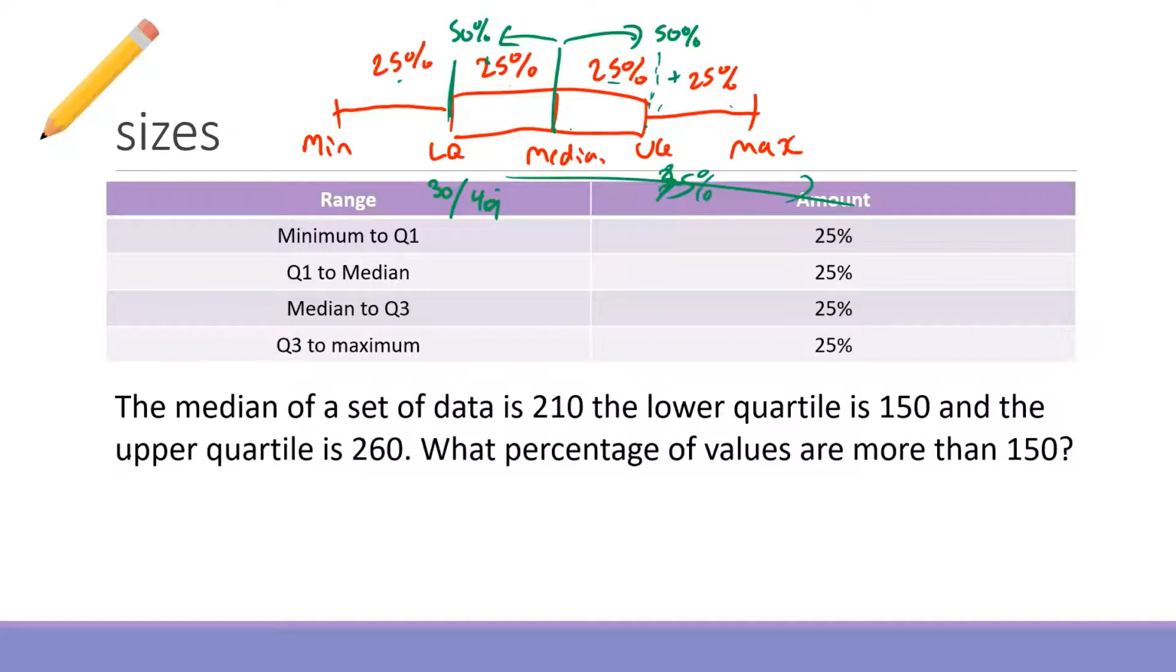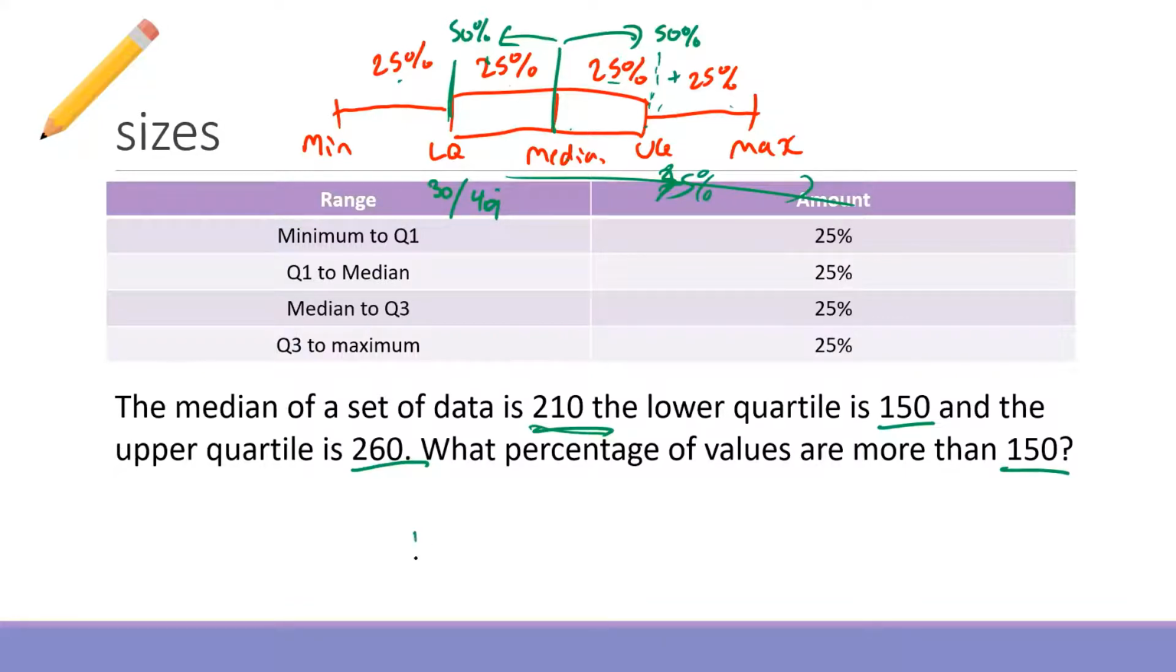So here's a question down the bottom that I wanted to do with you guys. The median of a set of data is 210. The lower quartile is 150, and the upper quartile is 260. What percentage of values are more than 150? Well, we could do this in a couple of ways. I'm trying to think of the best way to do it. I'm just going to do it like this.